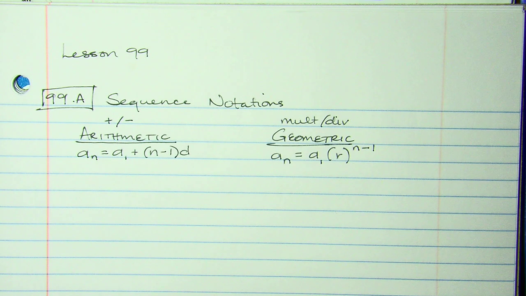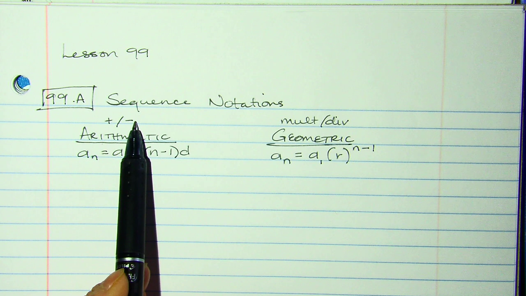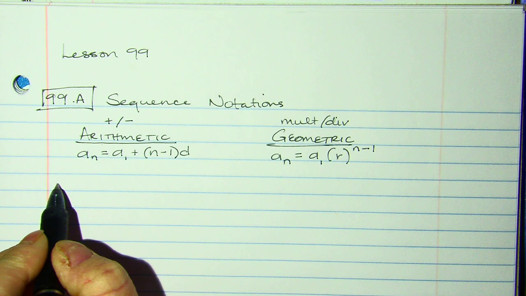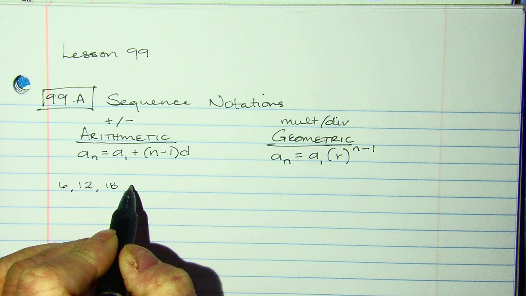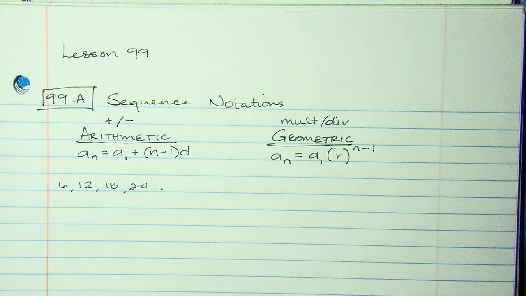Morning Trig, we're going to cover lesson 99. Now again, 99 is review of the two different kinds of sequences we can have. An arithmetic sequence is when your terms are either being added or subtracted a common difference. For example, an arithmetic sequence would be like 6, 12, 18, 24, etc. The common difference is just plus 6. It can also be a sequence that decreases by the same amount.